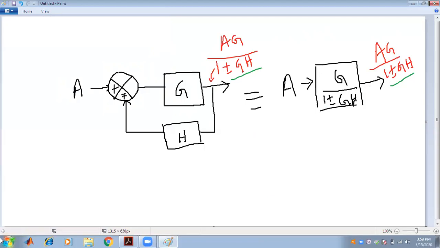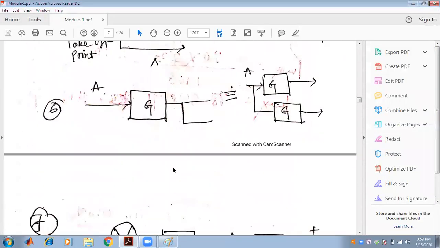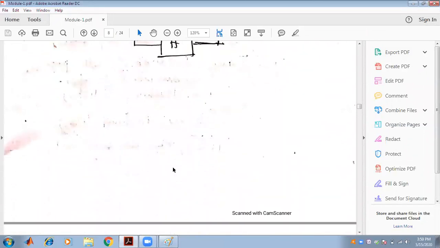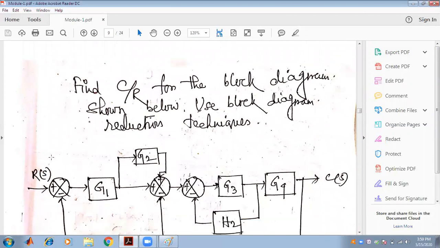We have seen the different types of block diagram reduction technique. So now we will do a mathematical problem in order to understand the block reduction technique. Those block reduction techniques are given that we have done. Now it is given to find C by R, meaning the output by input, for the block diagram. This is C, the output, R is the input shown below. Use the block diagram reduction technique.